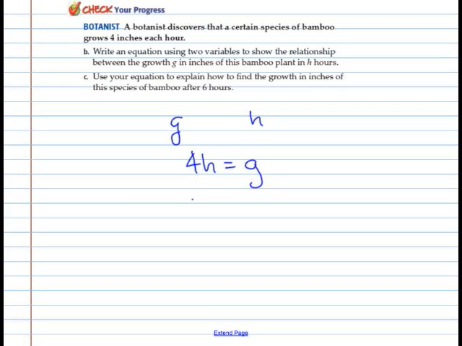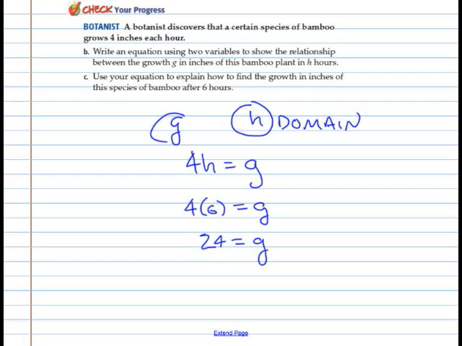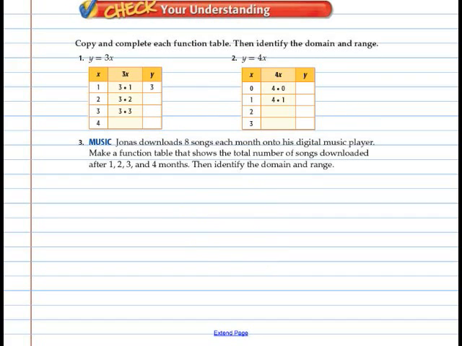Use your equation to explain how to find the growth in inches of this species of bamboo after 6 hours. Well, we simply replace the h with the 6. That'll give us the g. 24 equals g. This is our input, h, or the domain. This is our output, or the range.